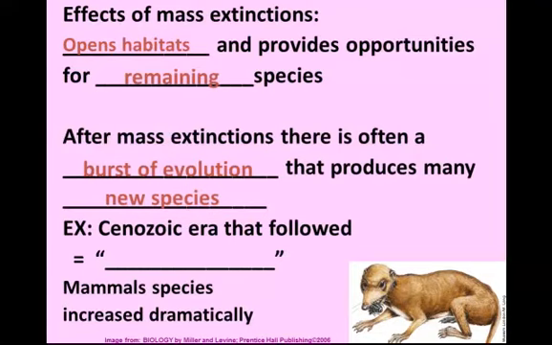After the dinosaurs disappeared, the Cenozoic era was followed by what we call the Age of Mammals. The number of different kinds of mammals, species of mammals that we see in the fossil record just exploded after the dinosaurs disappeared. When those predators were gone, it left openings for other organisms to move into new places, find new niches, and a huge increase in the number of new species.